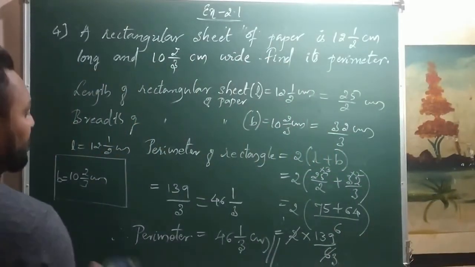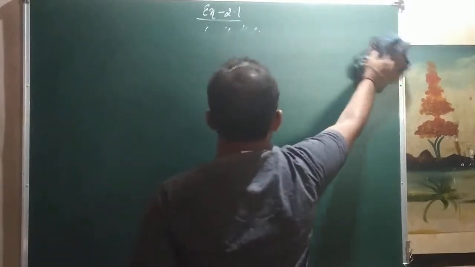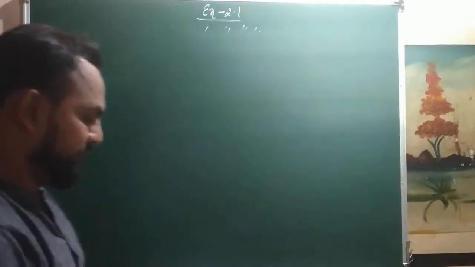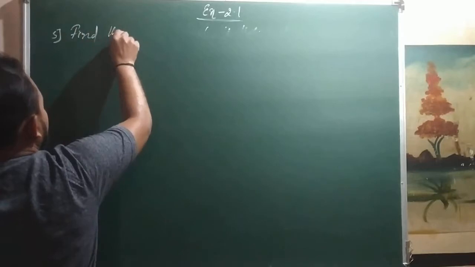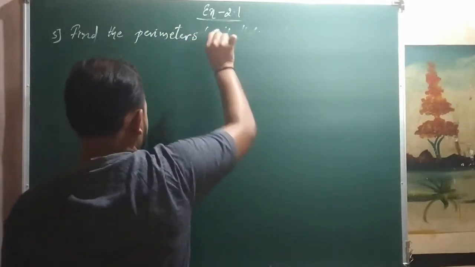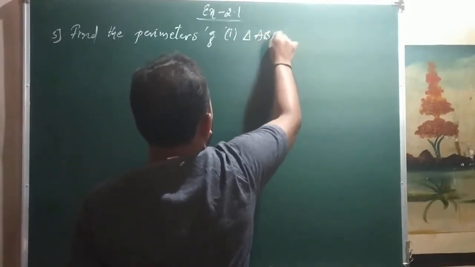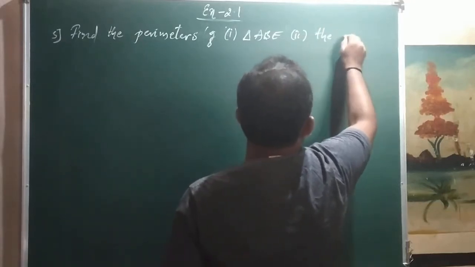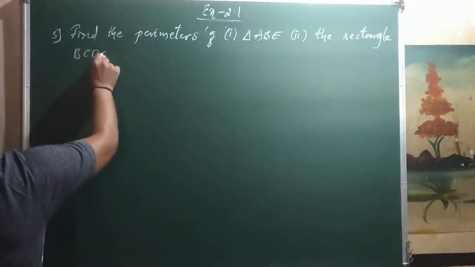Then the fifth question. Find the perimeter of triangle ABE and of the second one, the rectangle BCDE.